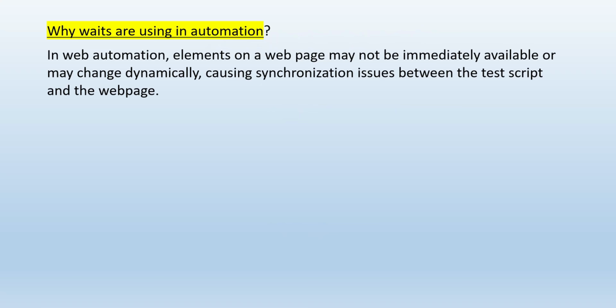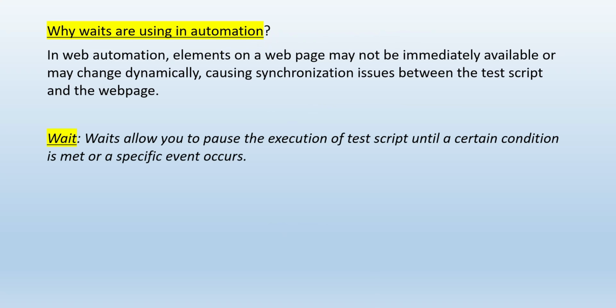In web automation, elements on a web page may not be immediately available or may change dynamically, causing synchronization issues between the test scripts and the web page. Suppose we are running a test case using an automation script; the script might run faster than the elements load in the web page. By that time, it will throw exceptions like NoSuchElementException and StaleElementReferenceException. In order to avoid those exceptions, we are using waits.